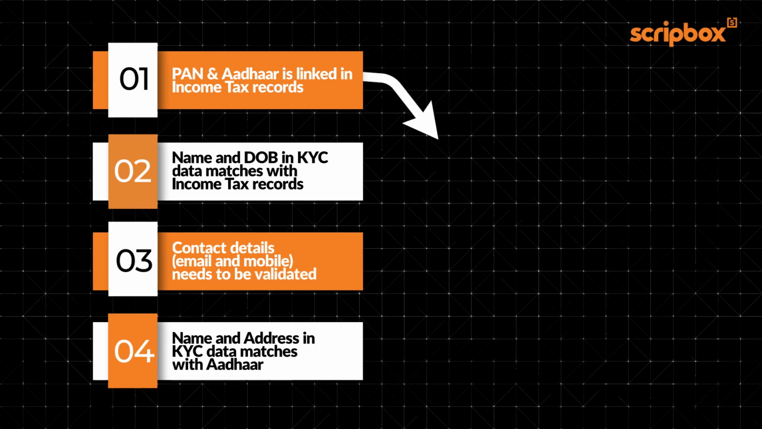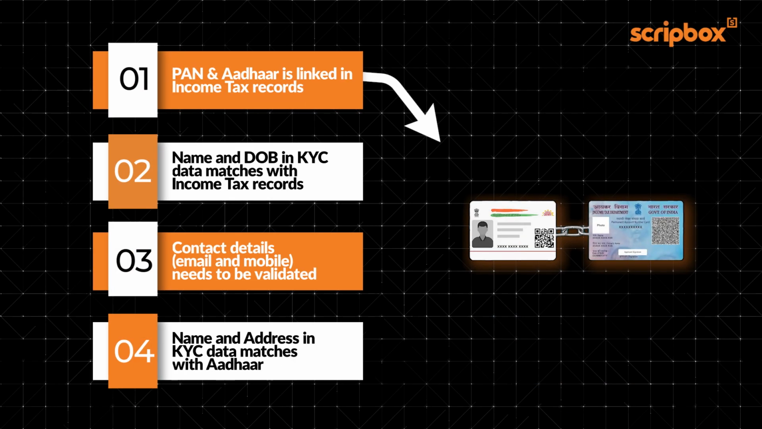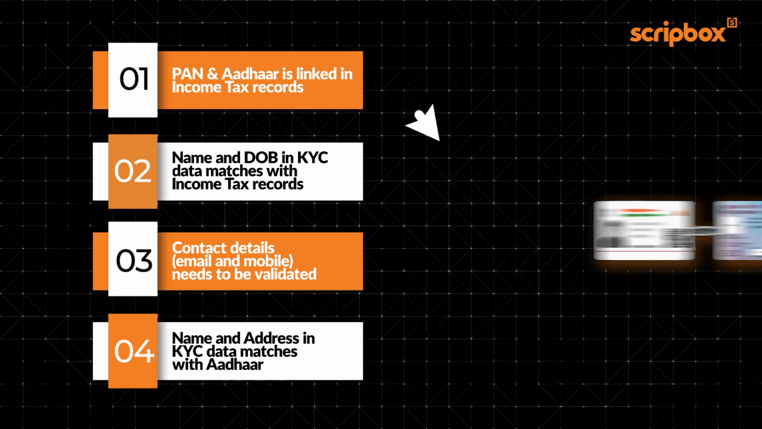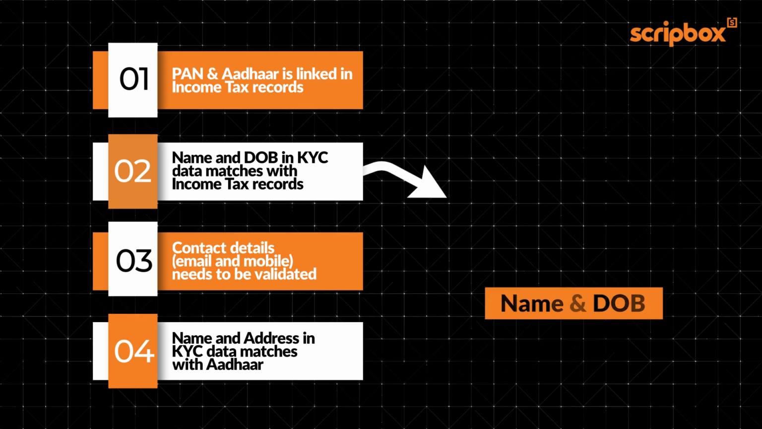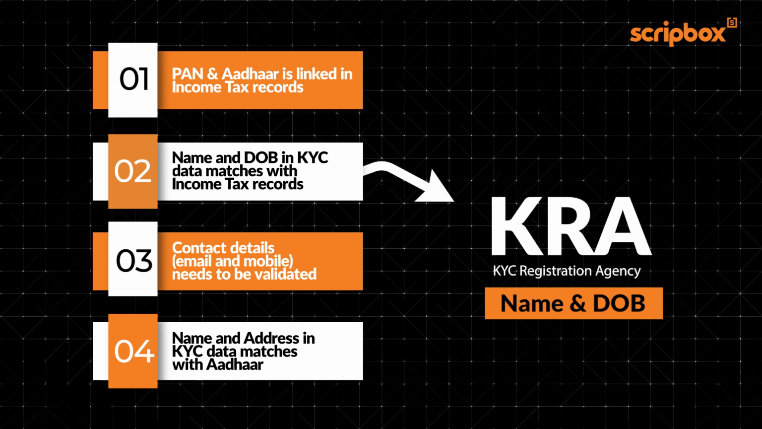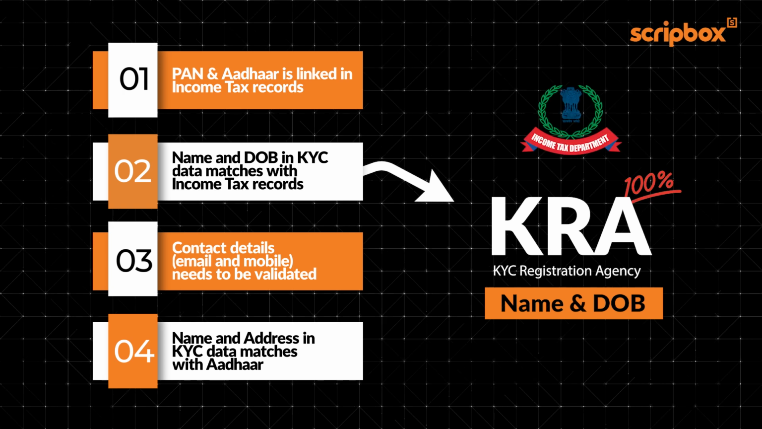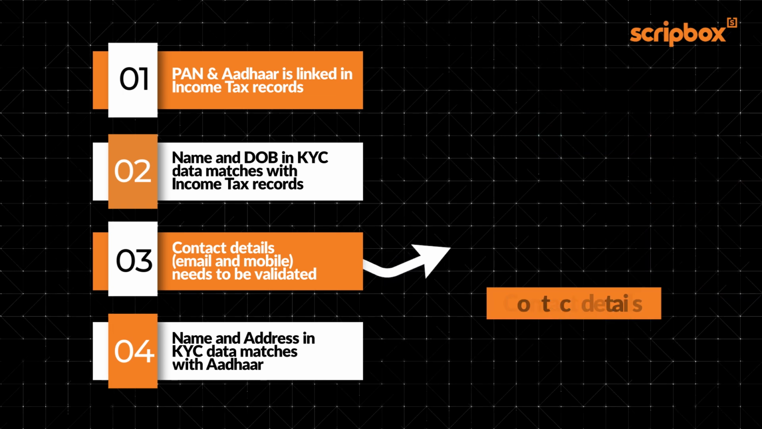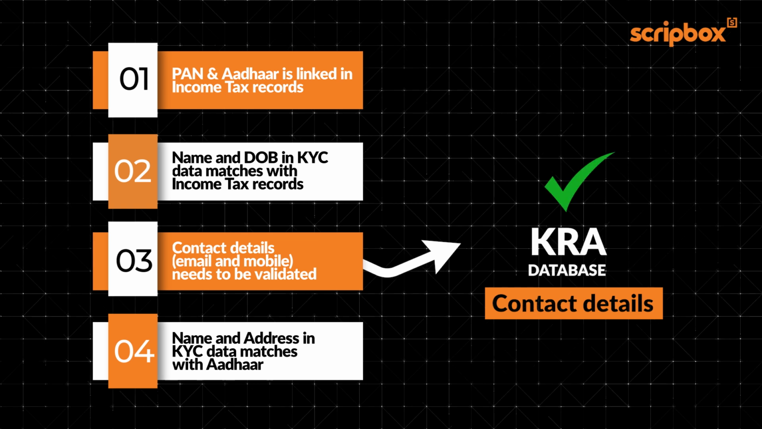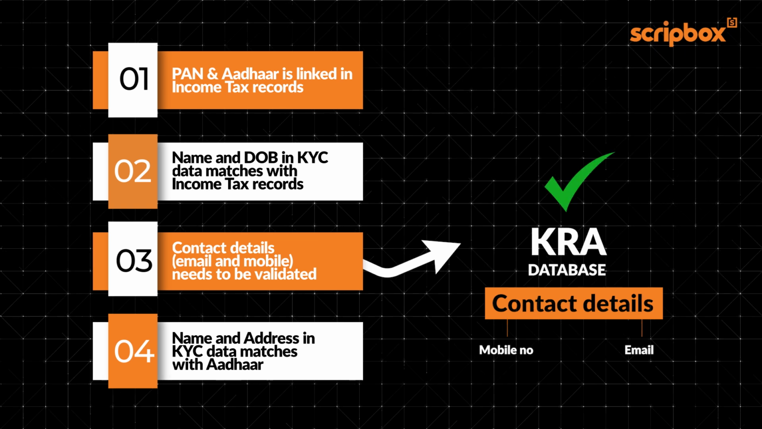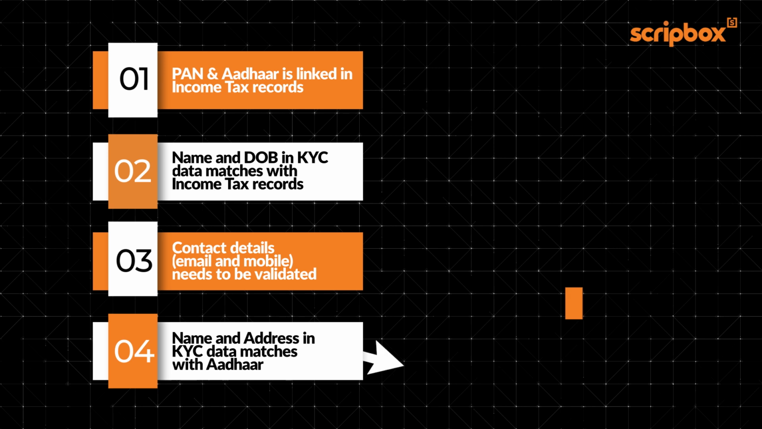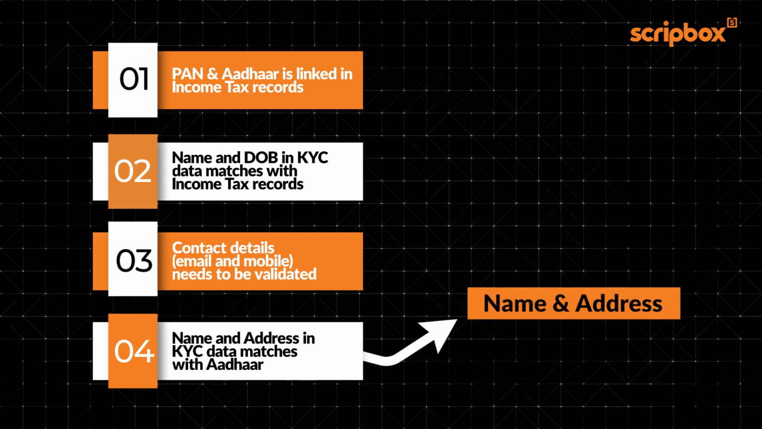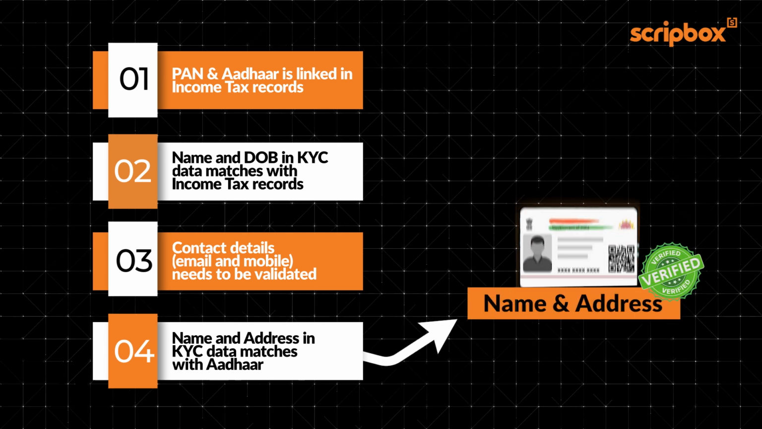Please ensure you have a valid and active PAN. Please ensure that the PAN and Aadhaar in the income tax database are linked. Please ensure that the name and date of birth in your KRA records and in the income tax database records are a 100% match. Please ensure your contact details are up to date and then validated. And then the source data should be validated through Aadhaar. And most of us now have Aadhaar. I can't think of anybody who's not having Aadhaar. So use your Aadhaar and update the details in the KYC and you are through.